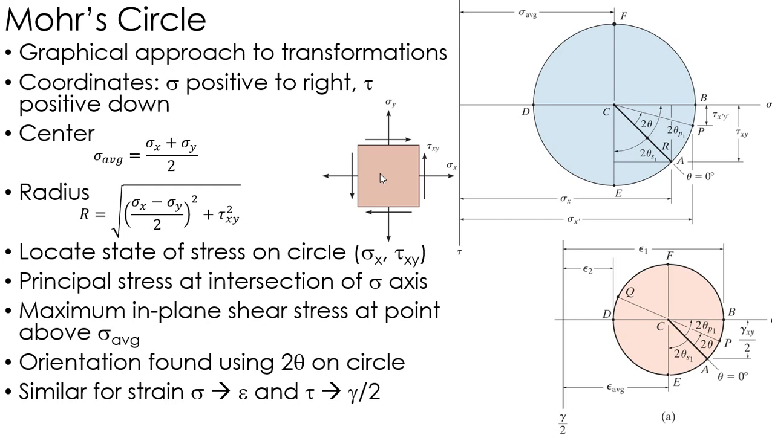And I can do something similar for strain. Again, just substituting epsilon in for sigma, stress versus strain. And then remember, tau actually goes to gamma over 2. But otherwise I set things up exactly the same way. I can find the center, the radius, everything looks the same. So I can do it for strain as well as stress, just by remembering that my shear is gamma over 2 rather than just tau.